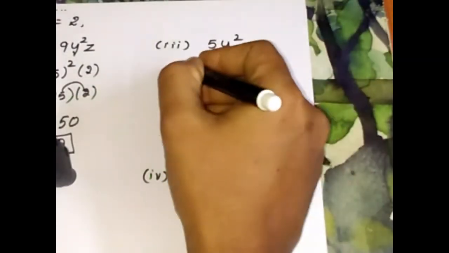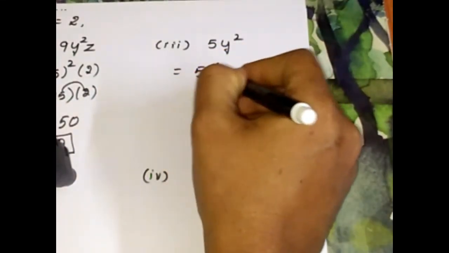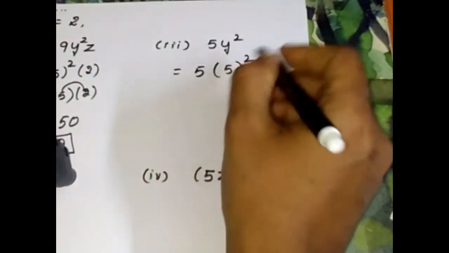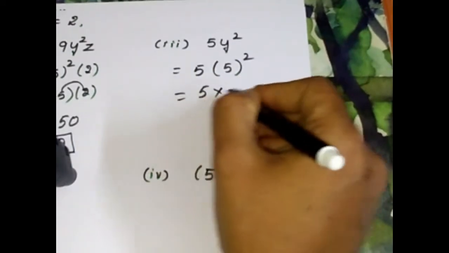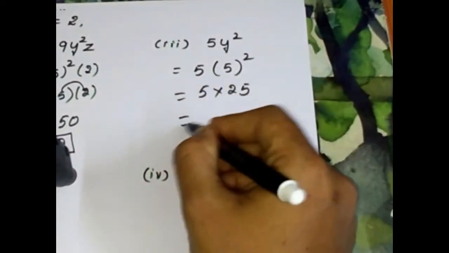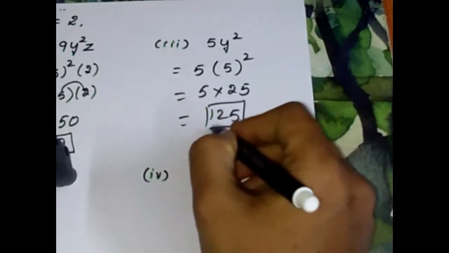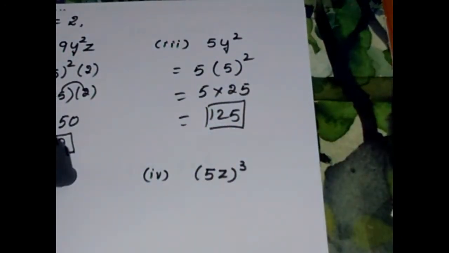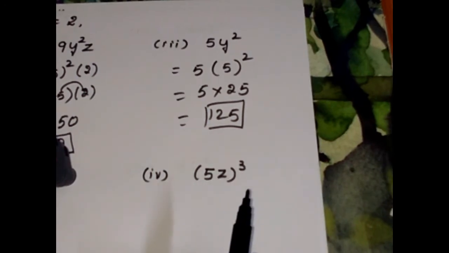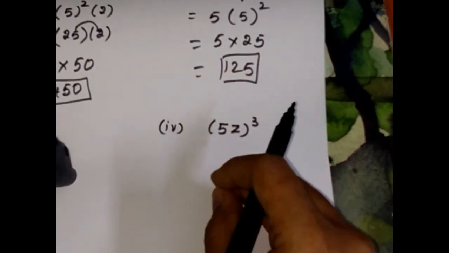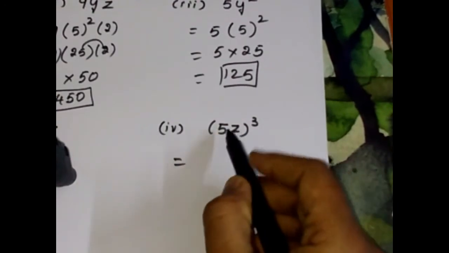Okay. Now 5y square. 5 into 5 whole square. 5 square is 25. Multiply. 5 5s are 25, 5 2s are 10 plus 2, 125. You can copy the steps children, but not the calculation. Do the calculation by yourself very carefully. Unless you do the calculation by yourself, you will not get the solutions of maths.